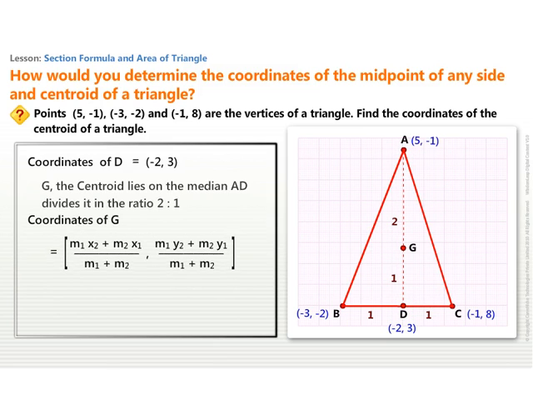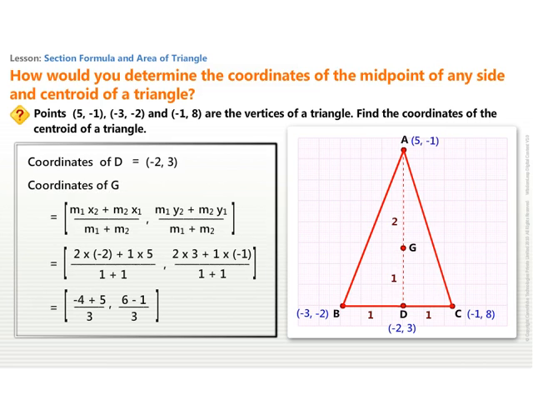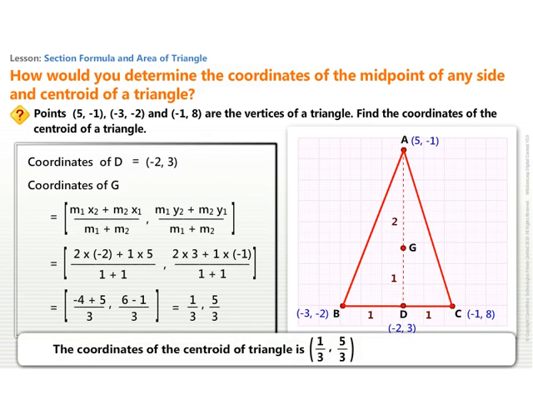Applying section formula and substituting the known values of coordinates of A and D and simplifying, we get coordinates of G as (1/3, 5/3). Therefore, the coordinates of the centroid of the triangle is (1/3, 5/3).